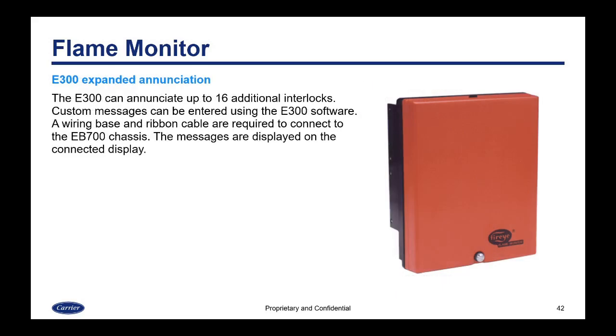The E300 is the expanded enunciator for the flame monitor, and it can enunciate up to 16 additional interlocks. You can use E300 software to create custom messages for each interlock. A wiring base and ribbon cable are also required to make the connection. And when you use the E300, the messages from the expanded enunciation are displayed on the flame monitor display.